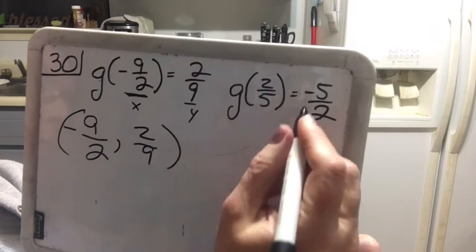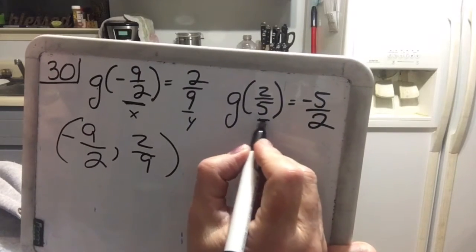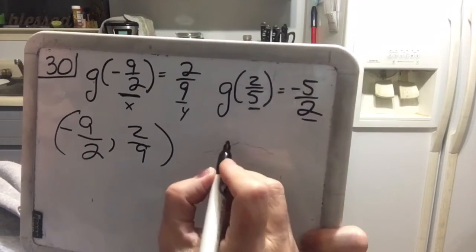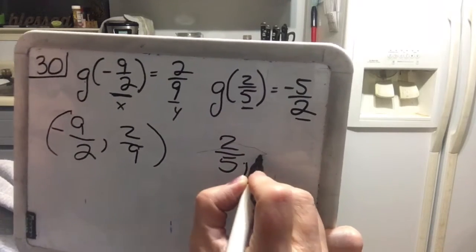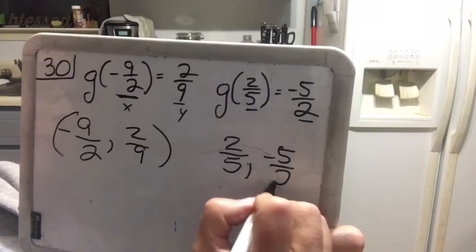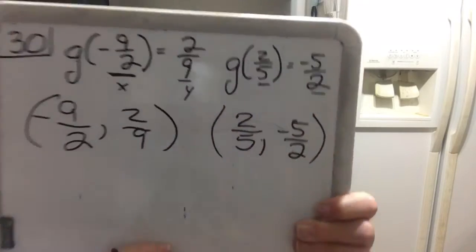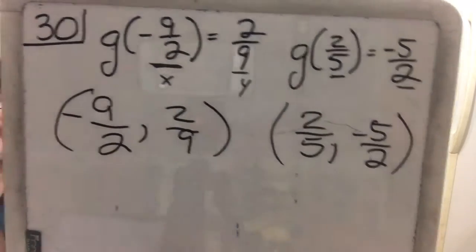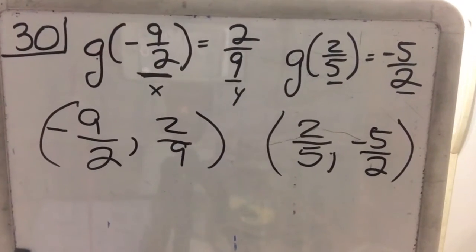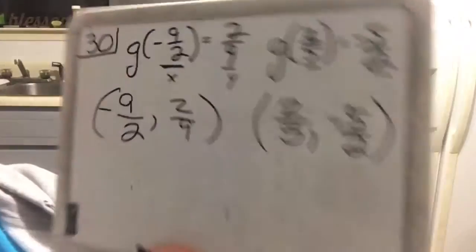And this point over here is going to be, this is the x and this is the y, so it's going to be 2/5, -5/2. Okay, so now we have some fractions to deal with. We're going to find the slope the exact same way, but we have to deal with some fractions.